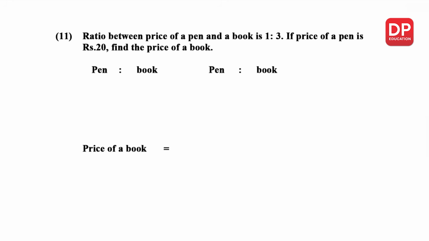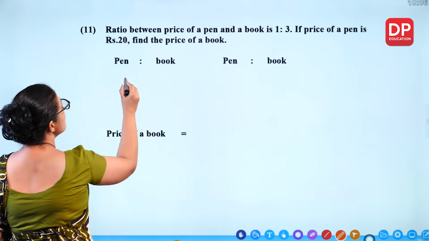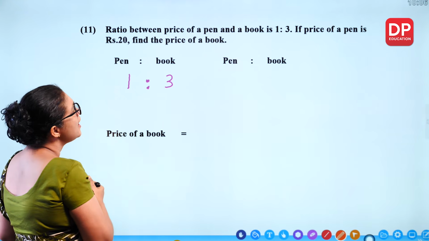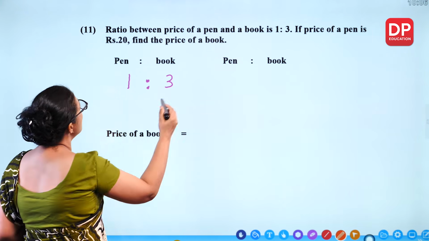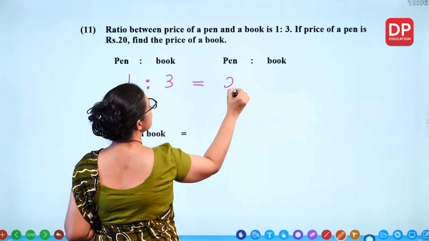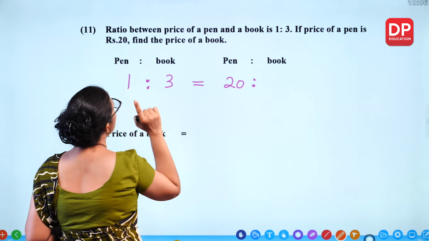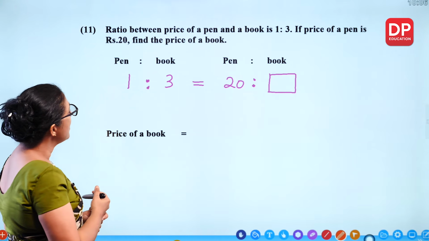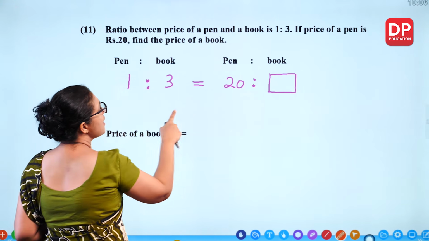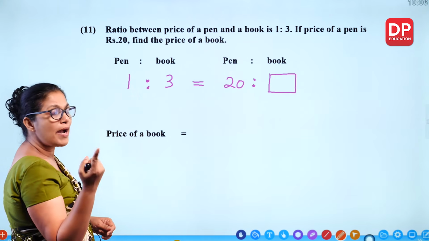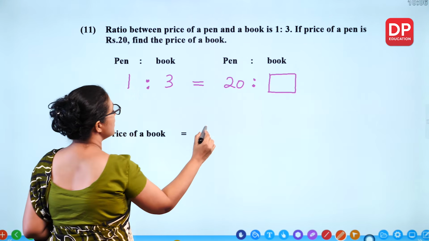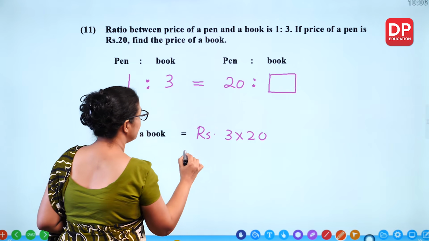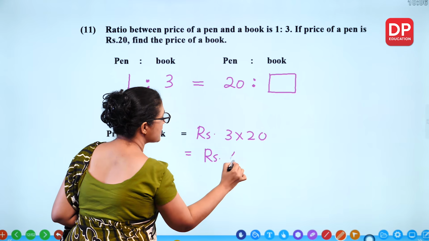The ratio between price of a pen and a book is 1 to 3. So we can write pen and book, 1 to 3 ratio. If the price of a pen is 20 rupees, you are asked to find out the price of a book. This value. So how do you get that? 1 becomes 20, multiplied by 20. So what's the price of a book? 3 times 20, 60 rupees.